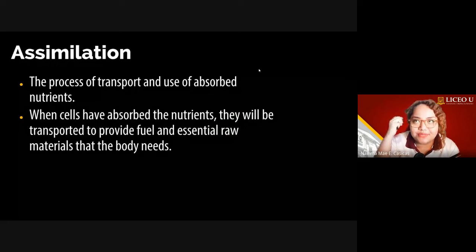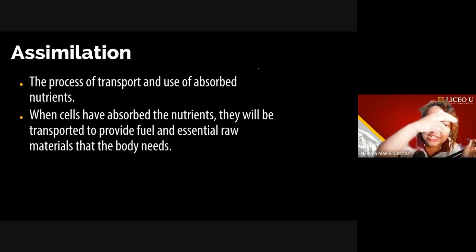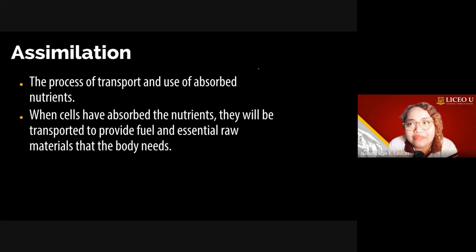And then in this part you have your assimilation. So this is the process of transport and use of absorbed nutrients into the bloodstream. Okay. So when cells have absorbed the nutrients, they will be transported to provide fuel and essential raw materials that the body needs. So pag digest of food sa imong small intestines, kato mga macromolecules which are converted into their simplest forms, they will be placed in your blood. And then ang blood na dayon, basically siya ang mag-transport towards the cells, no? So mo-say ang cell na nasa liver nga, uy, kailangan ko og more sugar because I need to produce more ATP. So mo-say ang brain nga, oy, kanang blood vessel, kanang ang liver gusto daw siya og more blood. So ana din ang blood vessel.